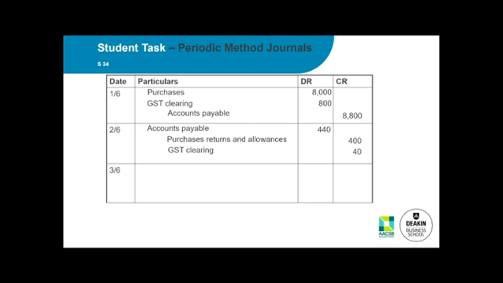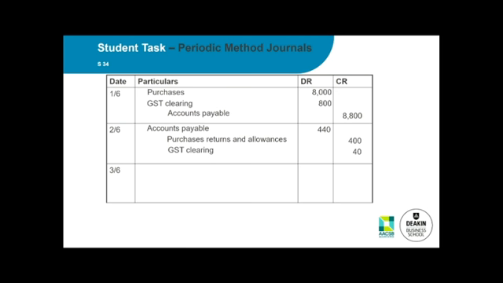Okay, this purchase returns and allowances is basically just a reduction of purchases, right? Except we create a separate account for it. But when we calculate our cost of goods sold, remember a couple of slides back, it's opening inventory plus purchases, less purchase returns and less closing inventory. So we do need to know how much that's going to be at the end of the period.